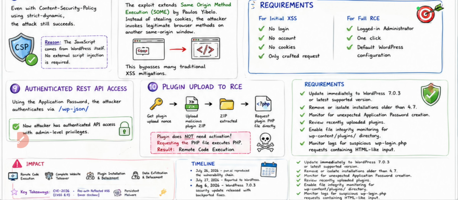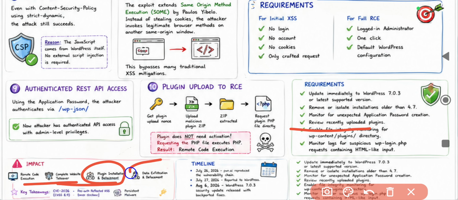As mitigation, update to the latest version, remove or isolate older installed versions, and monitor for unexpected application password creation. Along with that, review recently uploaded plugins, enable file integrity monitoring for the wp-content plugin directory, and monitor logs for suspicious wp-login requests. Update immediately to the patched WordPress version. The impact is remote code execution, complete website takeover, plugin installation, and data exfiltration.